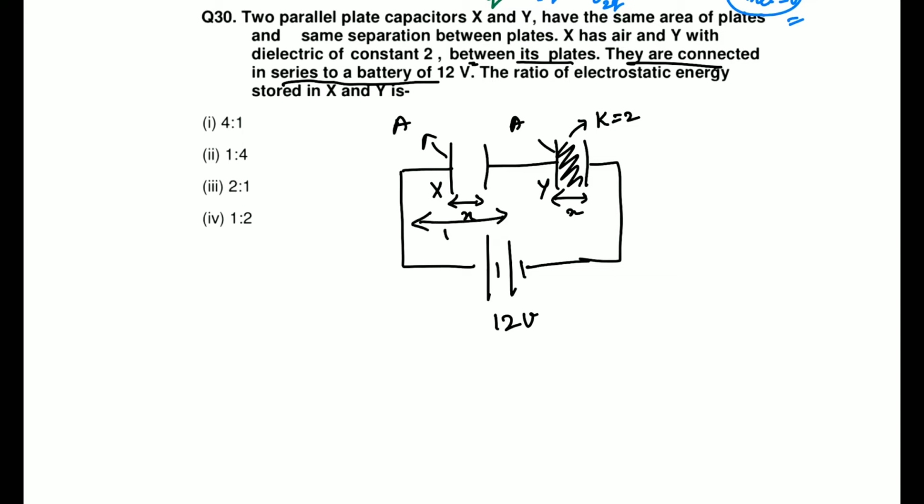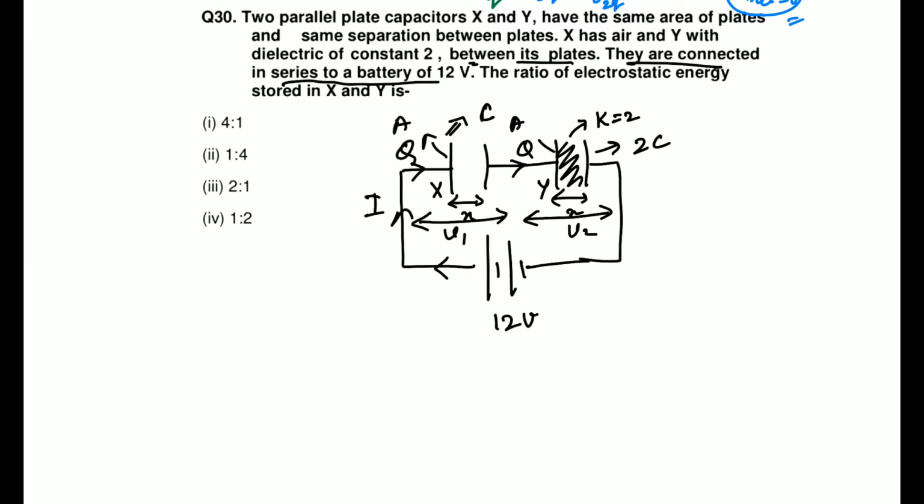You have to understand this one will have some V1 potential, this one will have some V2 potential, and some current I will be flowing, and because of that current some charge Q will be going. So both the capacitors will get the same charge Q. Yes or no? Let's say this one has a capacitance of some C, and this one will have a capacitance of 2C. Is that a yes or no?